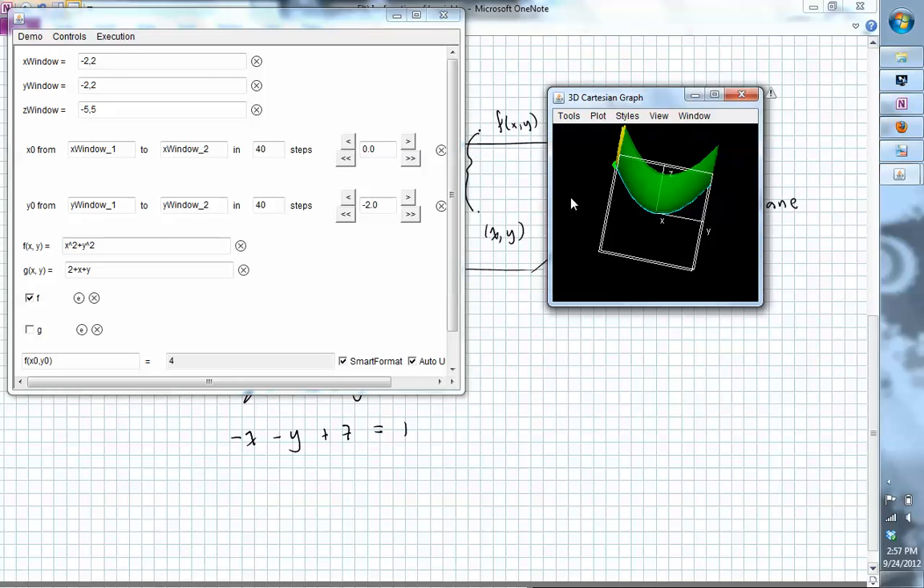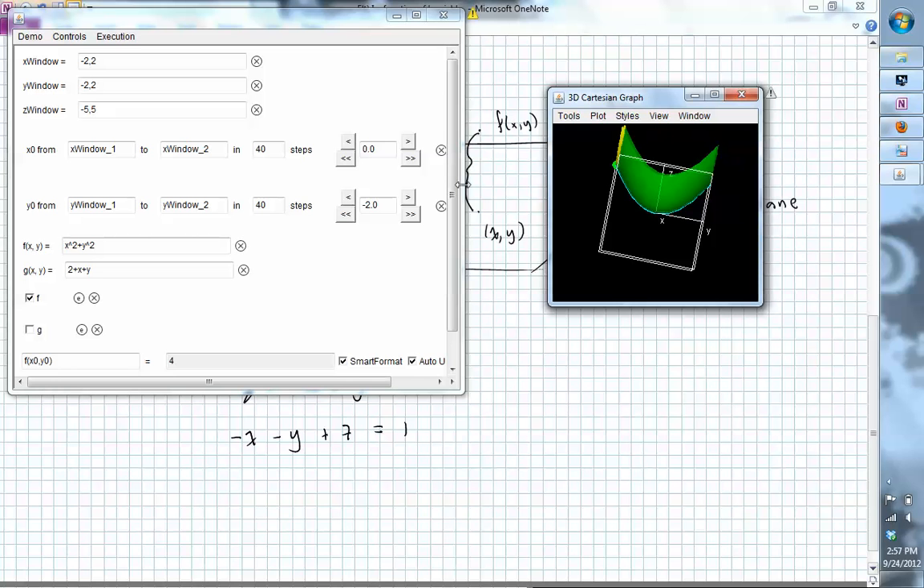Well, look at the function here. It's z equals x squared plus y squared, and I've just set x equal to what? 0. So what's left? Z equals y squared. So in the yz plane, I've got a parabola, just the usual parabola.